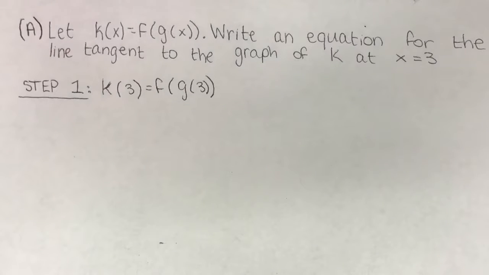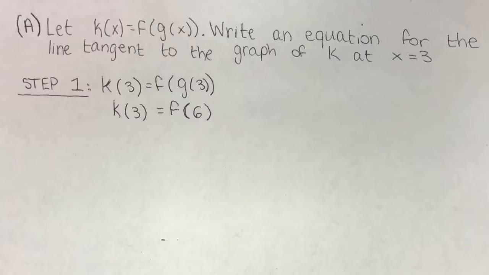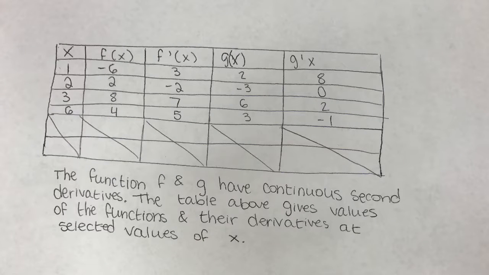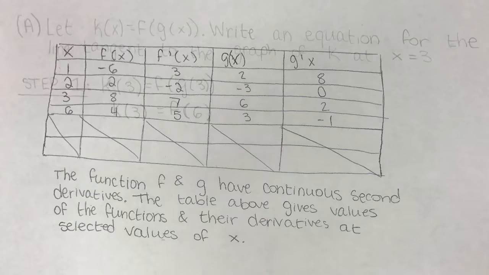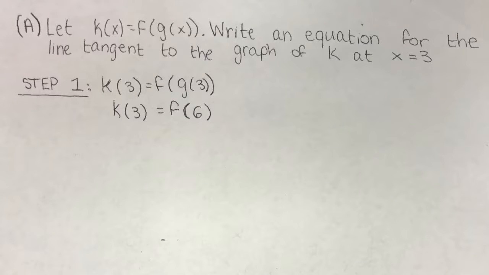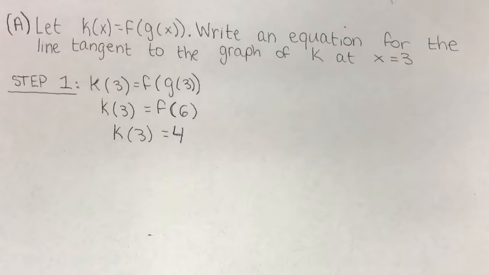It tells you x equals 3, so you're going to replace 3 in your equation everywhere it has x. You'll be solving for k of 3, like k is in kangaroo. You want to now look at your chart and replace the corresponding values with g of 3, which is 6, so you end up with f of 6. This becomes 4, giving you the answer that k of 3 equals 4, which is your y value.